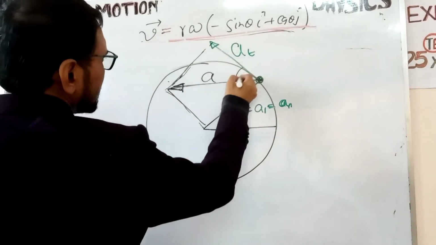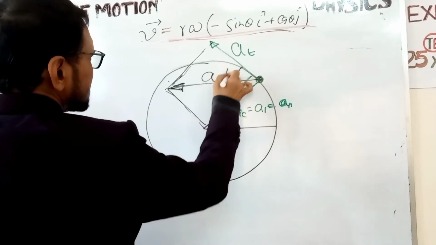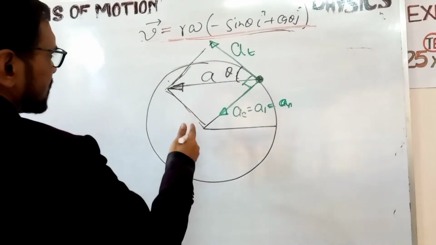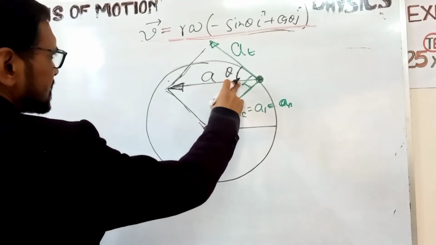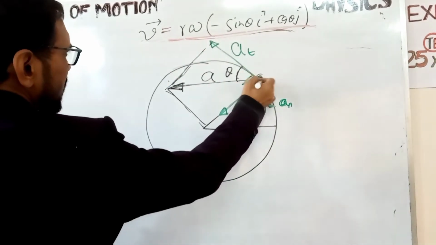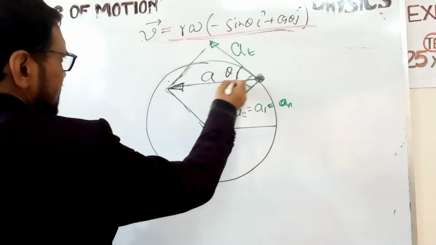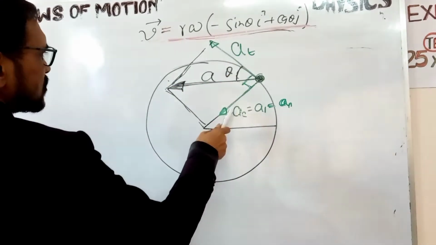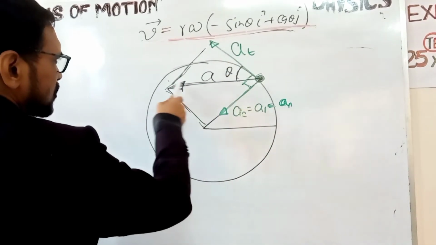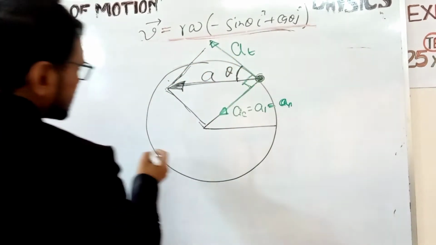Now if this angle is alpha, that is alpha or theta, if this angle is theta, this is the diagram. So this is the total acceleration, that is, the actual acceleration of a particle in non-uniform circular motion. This is tangential, this is normal, but the actual acceleration of the particle will be in this direction, which makes an angle theta. How can we get theta?